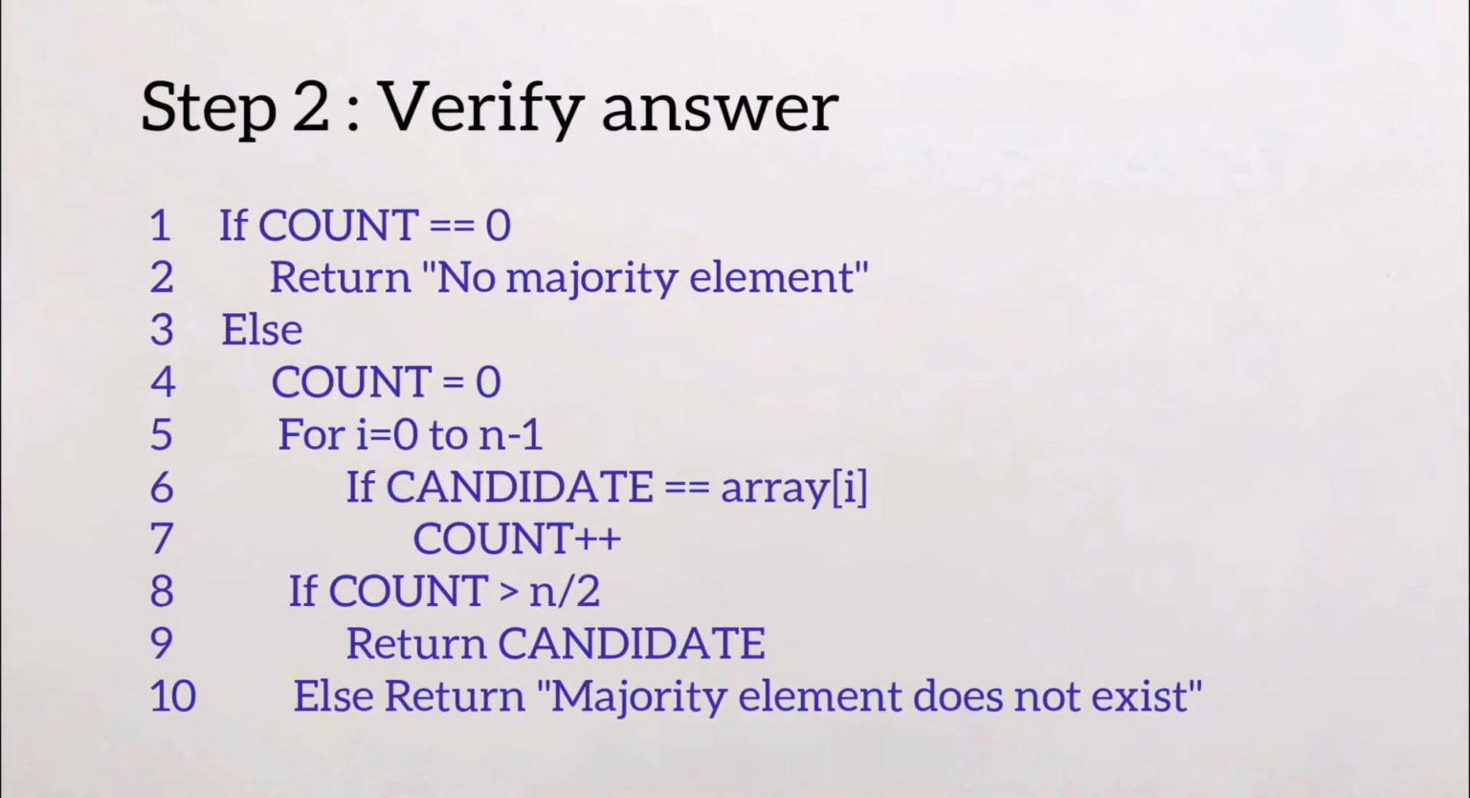Once we find a candidate, we have to verify it. To do this we go over the array once, and check if the candidate repeats more than half times. Let's look at an example.